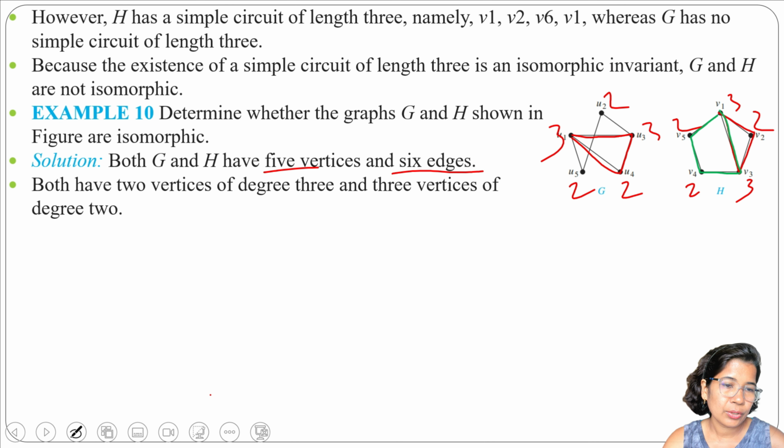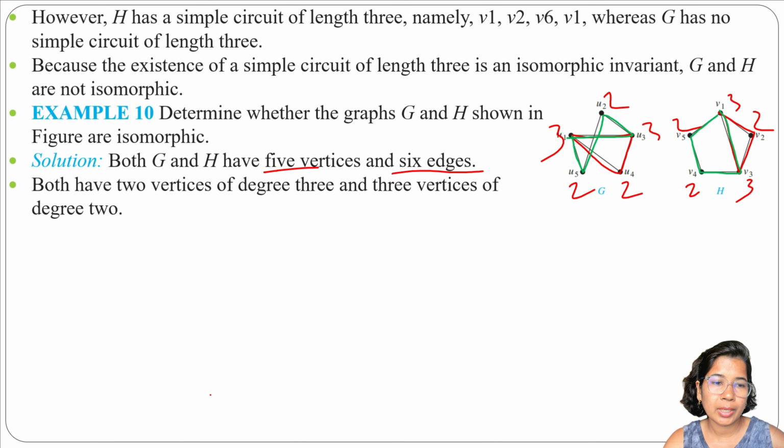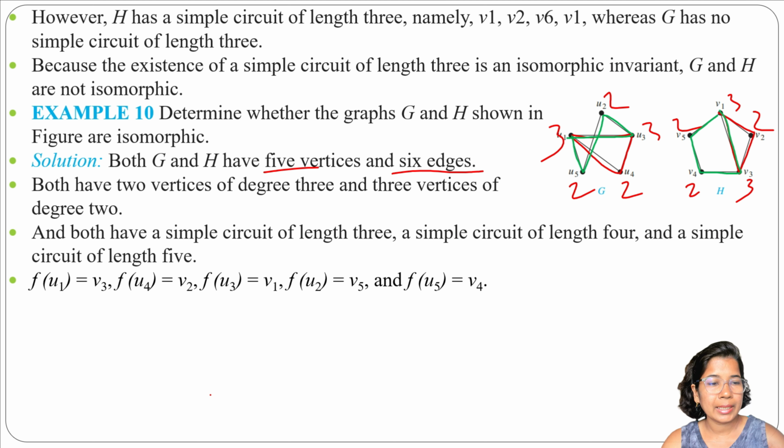So in graph G also there is a circuit of size 4: U1, U5, U2, U3. And there is also a circuit of size 5. Here the whole circuit is of size 5. Here also a circuit of size 5 is possible. As both graphs have the same number of vertices, same number of edges, same degree sequence and circuits of the same size, next we'll do the mapping. If mapping is possible, then both graphs are isomorphic.